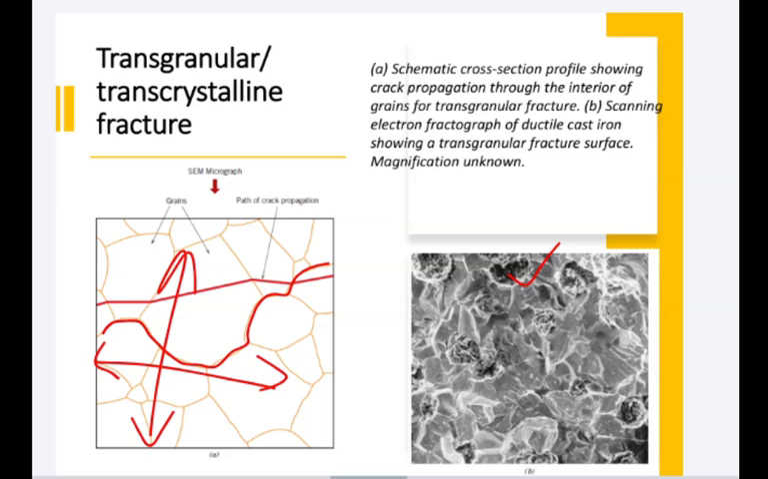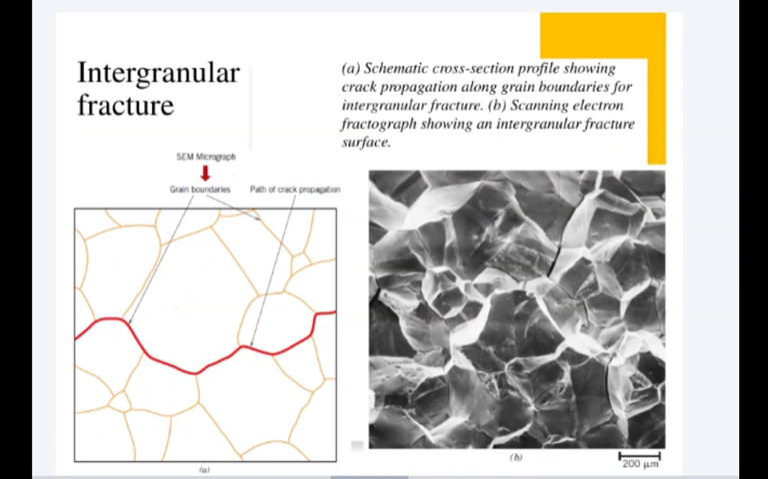While on the other side, we have the intergranular fracture. What happens? The crack propagates along the boundaries of the grain. And when it propagates along the boundaries of the grain, if you do the fractographic study, you will see the grains clearly. You see here in this image, you can clearly see this is a crystalline structure, and you see the grains very clearly. Why? Because the crack propagates along the grain boundaries. So this is intergranular, right?